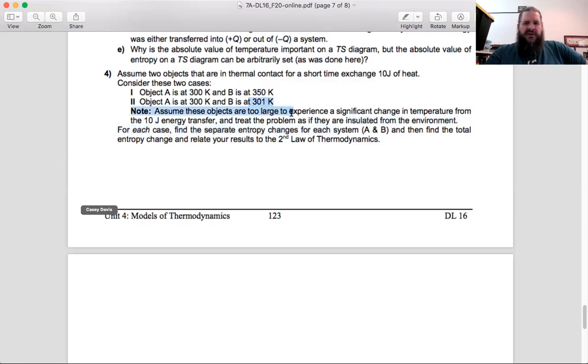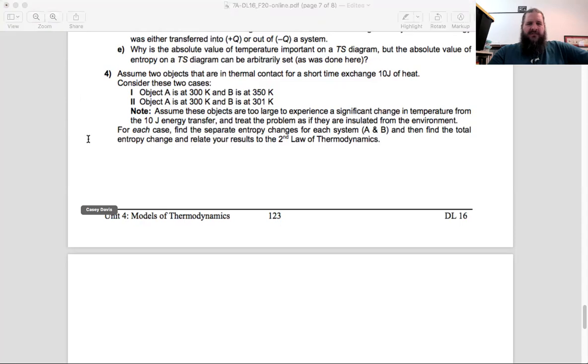And they're so large that they're not changing temperature very much. So let's say that the 10 joules of energy is not really enough to make their temperatures change significantly. Maybe object A warms up from 300 to 300.001 or something. And object B cools down from 301 to 300.999. So we're assuming that their temperatures don't change enough to matter very much. And we want to figure out the changes in entropy during this process. So in this case, what formula could we use for change in entropy?